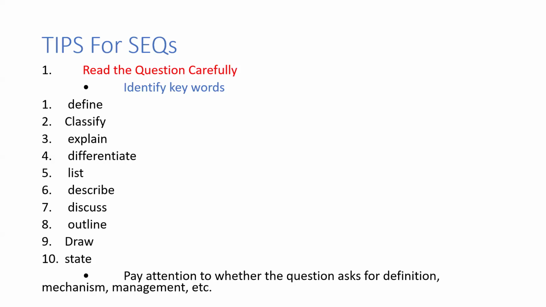If you are supposed to describe, and you only list the things, then also you will lose the marks. So please read the first wording in your SCQ question. We have to pay attention to whether the question asks for a definition, mechanism, management, anything we have to identify. That's the first thing you have to do when you see the SCQ.